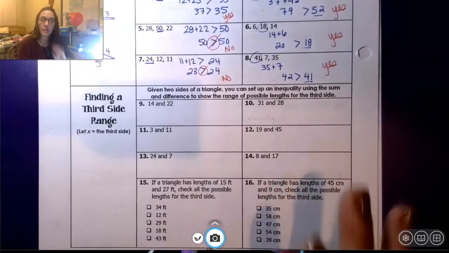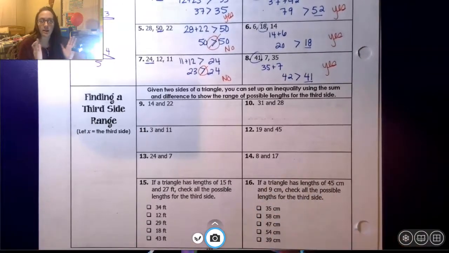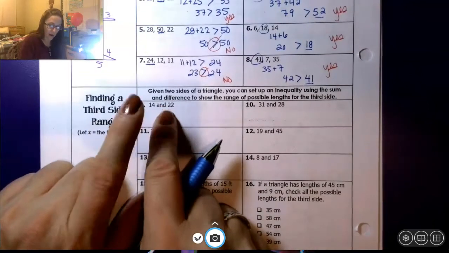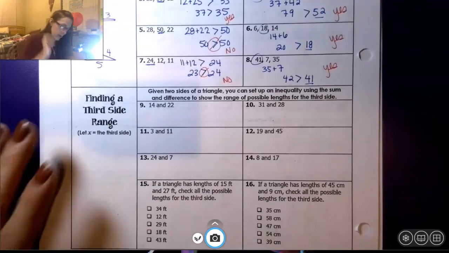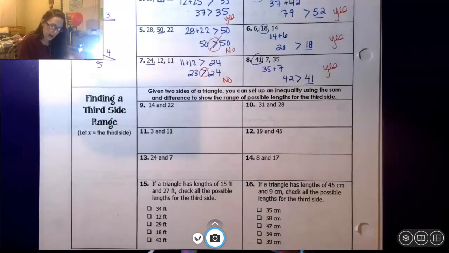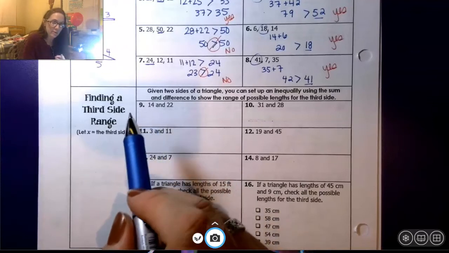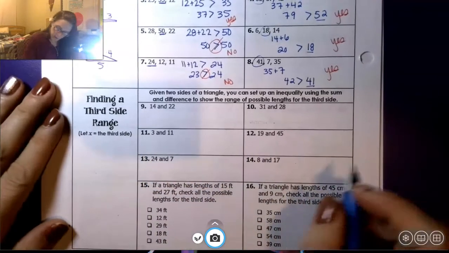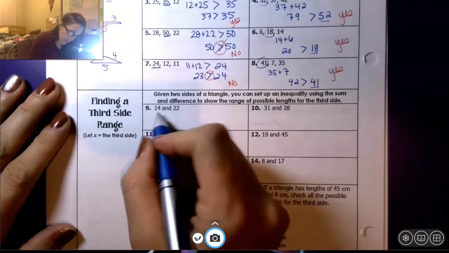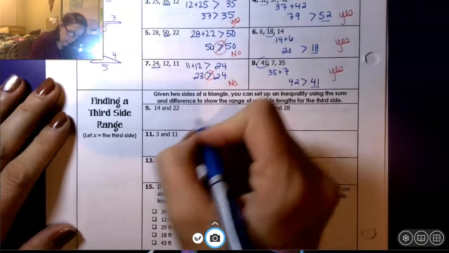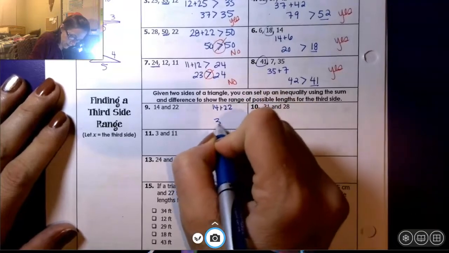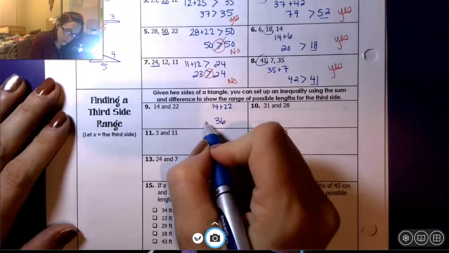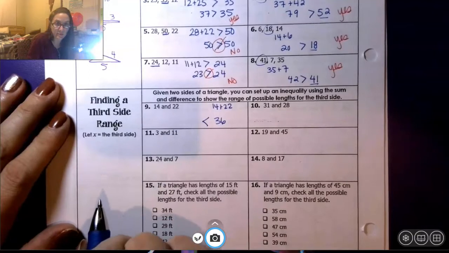Okay, now down here we want to find a third side in a range. I don't know the third side necessarily. Here are the two numbers that I do know. I have to remember, though, I immediately assume that the third side that I'm looking for is the largest side, which means 14 plus 22 is going to be 36, and 36 would have to be the largest side, right?